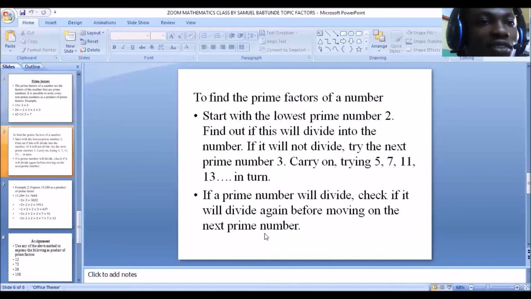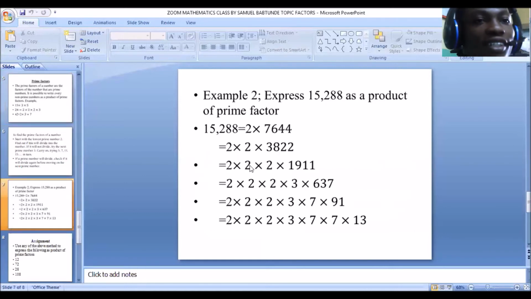Okay, so let's go for an example. Express 15,288 as a product of prime factors. Now, 15,288. I start with my smallest prime number. My smallest prime number is 2. I go with 2.